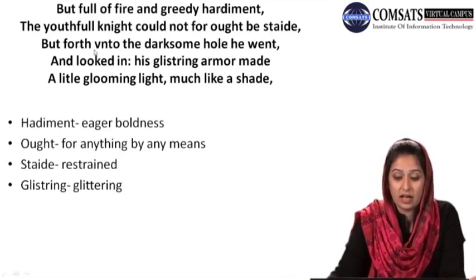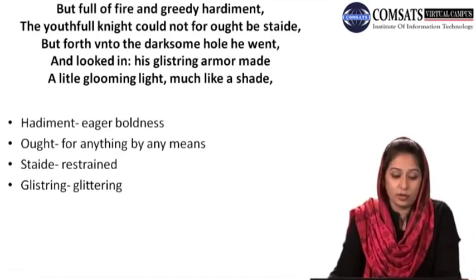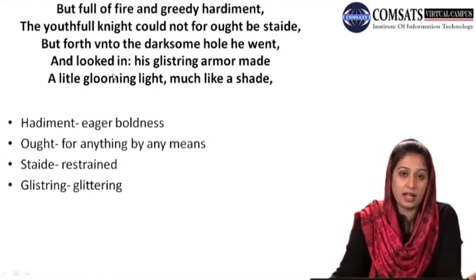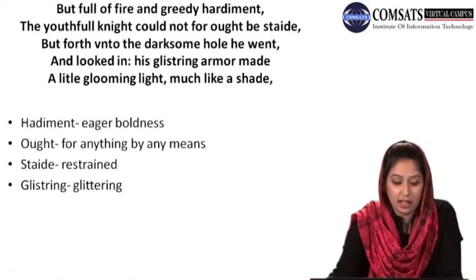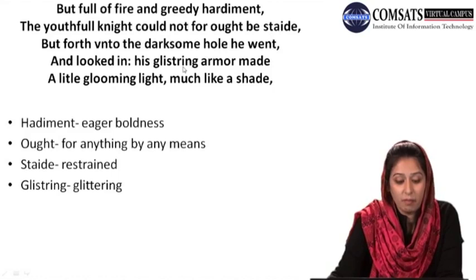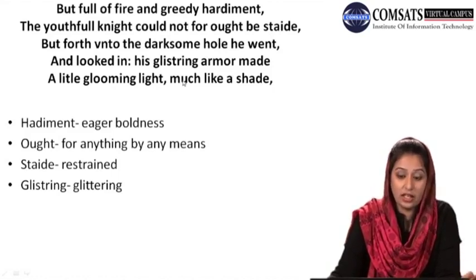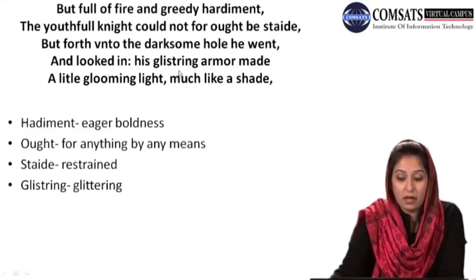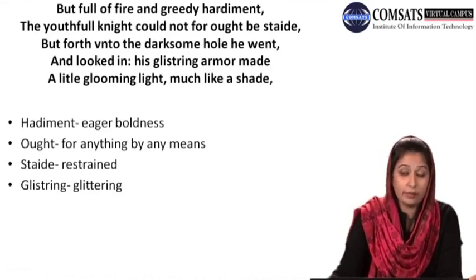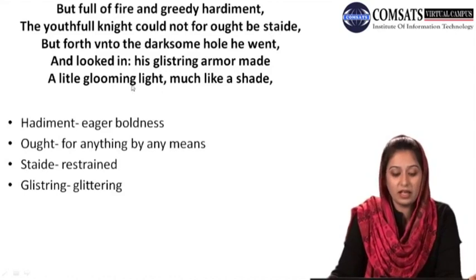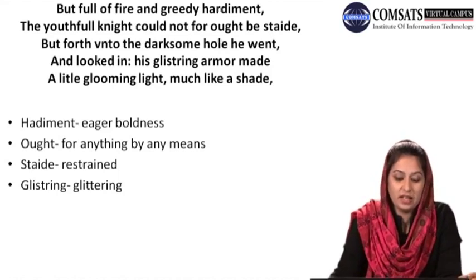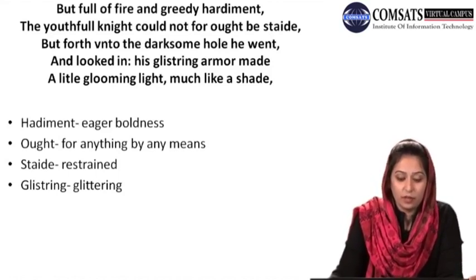But forth unto the darksome hole he went. So what he did, he went forth, वो आगे गया, एक डार्क होल था, and looked in, वो अंदर गया, अंदर जाके उसने डार्क होल के अंदर देखा. His glistering armor made — glistering is glittering, bright, shining. His bright shining armor, armor is the weapon, his sword, basically. His glistering armor refers to his sword, ki uske paas jo talwar thi, made a little glooming light, much like a shade. So his sword made a little light, like a shade.